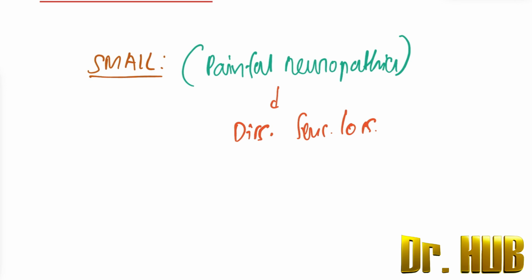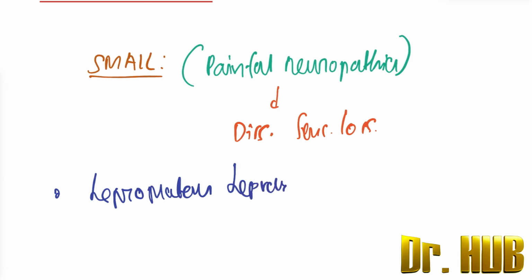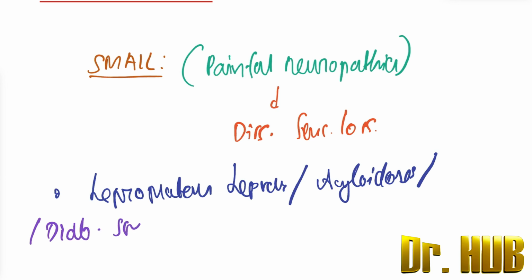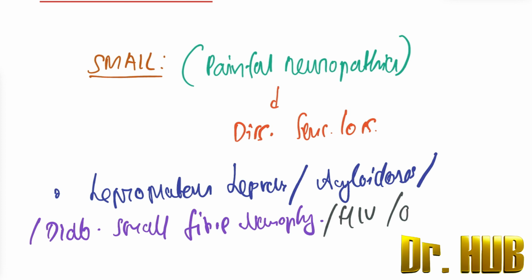So what are the small fibers? What is involved? Small fiber involvement includes lepromatous leprosy, then amyloidosis, and diabetic small fiber neuropathy. And then there is also HIV and the antiretroviral therapy neuropathy.